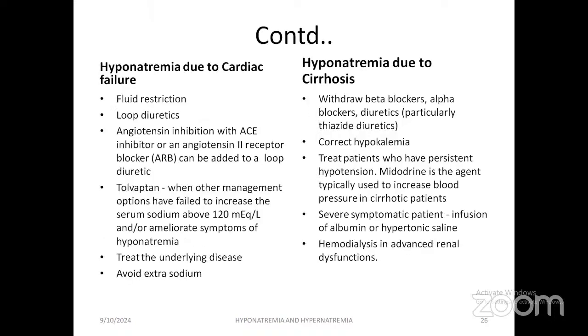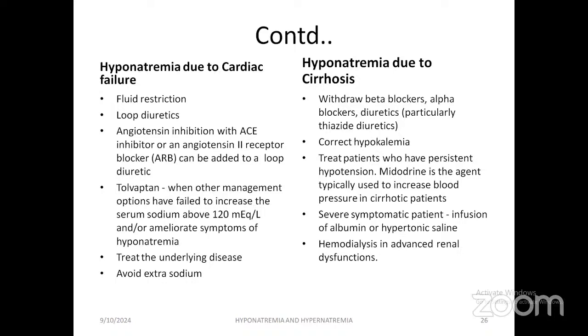In hyponatremia due to cardiac failure, we should do fluid restriction. Loop diuretics may be added, and along with loop diuretics, angiotensin inhibition with ACE inhibitors or angiotensin 2 receptor blockers can be added. Tolvaptan may be added when other management options have failed to increase sodium levels above 120 milliequivalents and ameliorate the symptoms of hyponatremia. We have to treat the underlying disease and avoid extra sodium.